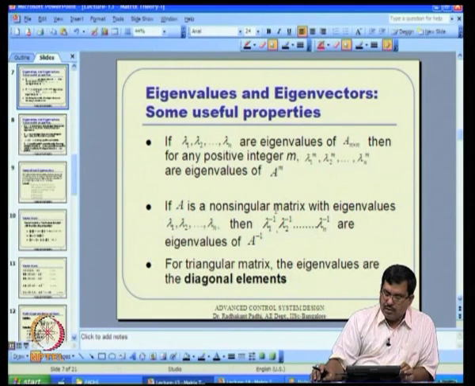Now, a similar thing is also true for minus 1, and remember, minus 1 means inverse, A to the power minus 1, that means A inverse. If I know the eigenvalues of matrix A, then all I have to do is take 1 by lambda 1, 1 by lambda 2, and claim that these are eigenvalues for A inverse as well. So how do I do that?